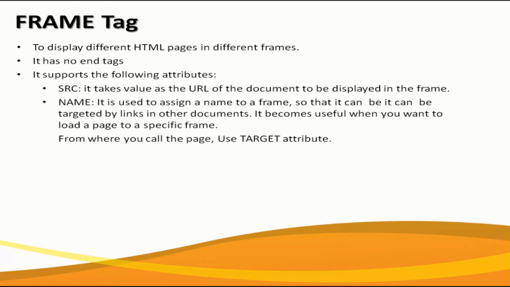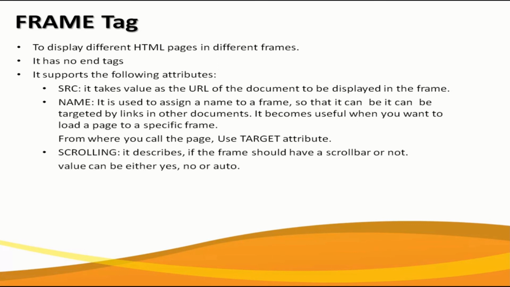Next one is name attribute. It is used to assign a name to a frame so that it can be targeted by links in other documents. It becomes useful when you want to load a page to a specific frame. From where you call the page, use target attribute there and give the value same as the value of name attribute. The next one is scrolling. It describes if the frame should have a scroll bar or not. The value can be either yes, no or auto.